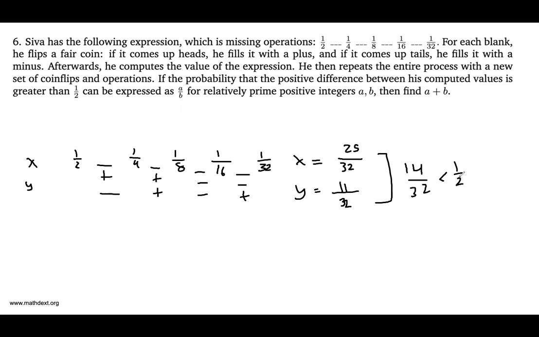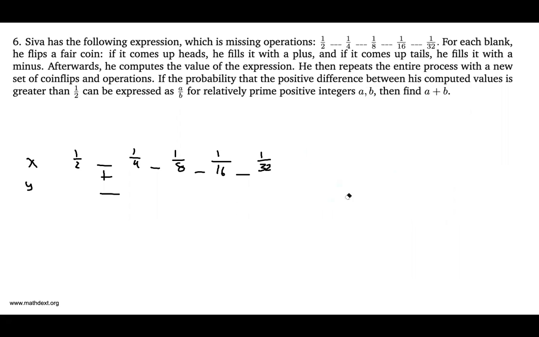All right, so that's an example of what we mean when we say Siva is flipping the fair coin. We want to find the probability that the positive difference between his computed values is greater than 1/2. And my first claim is that for x and y, the sign on the 1/4 has to be different. And why is this the case?